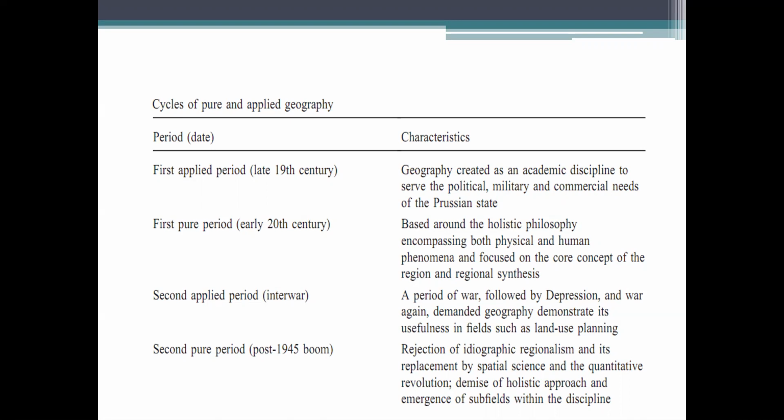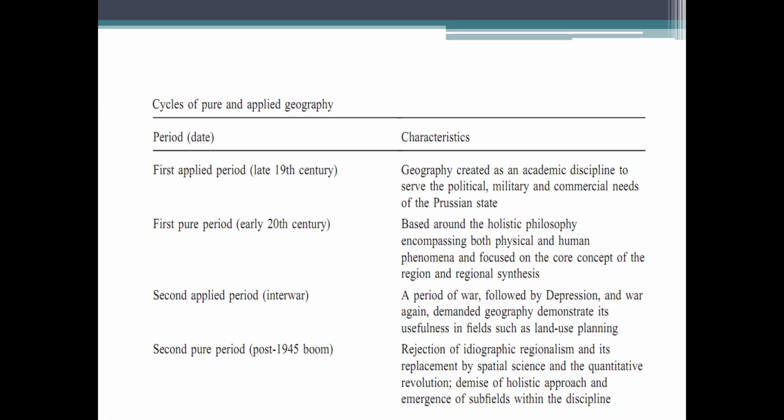After that, we could find again the intellectuals focus through their works to improve, promote pure geography. That is early 20th century, based around the holistic philosophy, encompassing both physical and human phenomena and focused on the core concept of the region and regional synthesis.